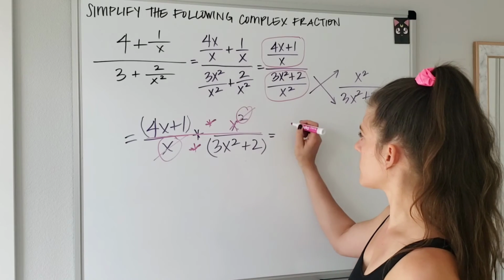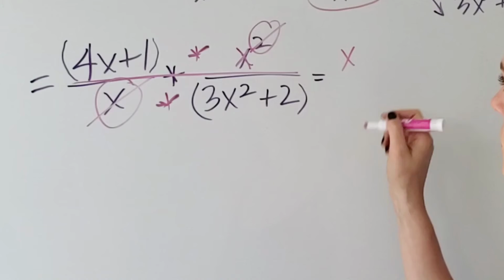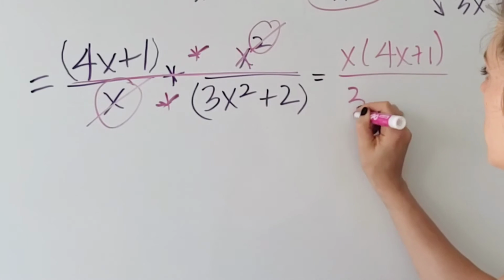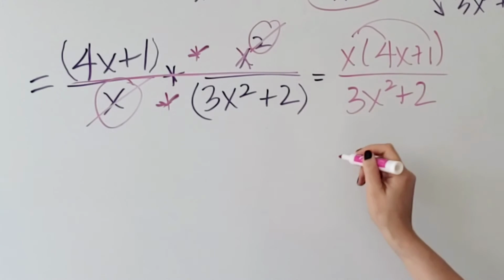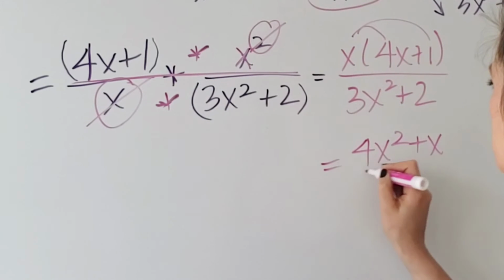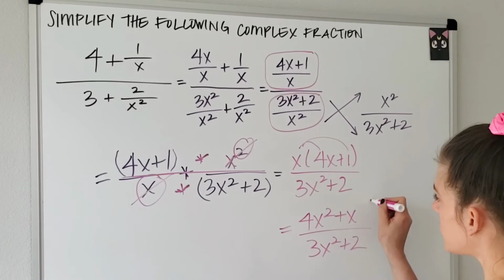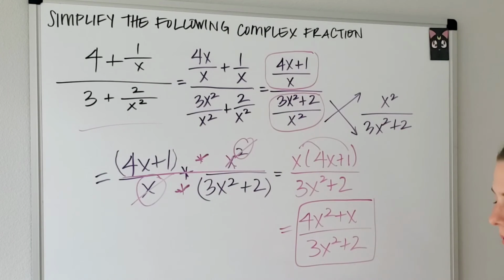We have x left over, and that's going to be times these. So we have this times 4x plus 1 all over 3x squared plus 2. It looks like all we can do is distribute. So we have 4x squared plus x all over 3x squared plus 2. Okay, so this is how you would simplify that complex fraction.